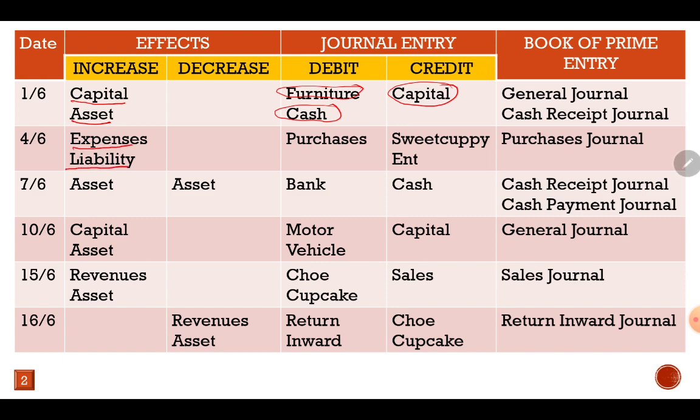Expenses increase, debit expenses. In this case, we debit purchases. Liability increase, the liability is accounts payable. Accounts payable is a personal account. Normally, we will record it under the name of the accounts payable itself or creditors. In this case, Puan Laila purchased goods from Sweet Kapi. So debit purchases, credit Sweet Kapi Enterprise.